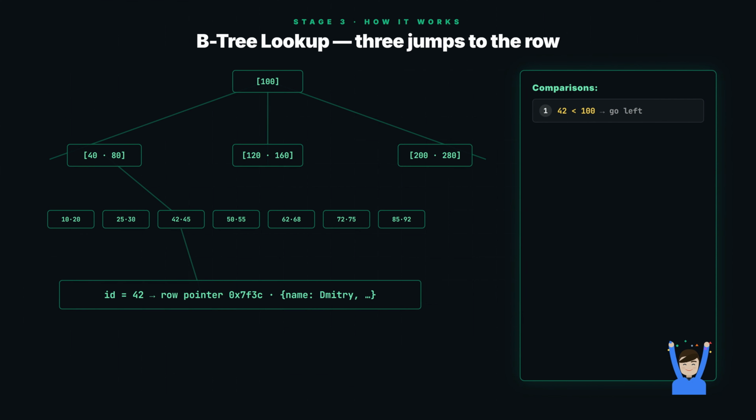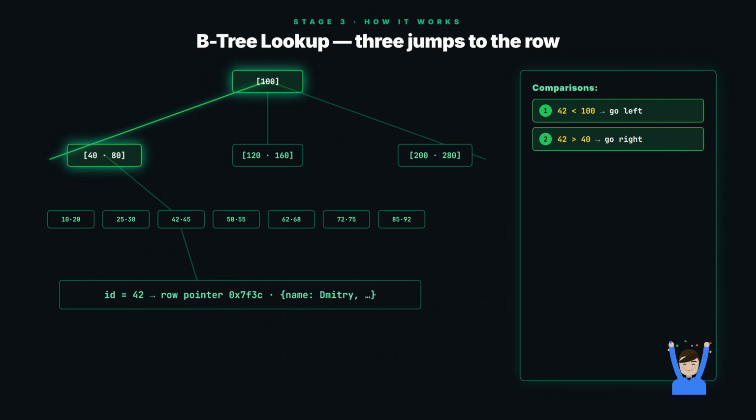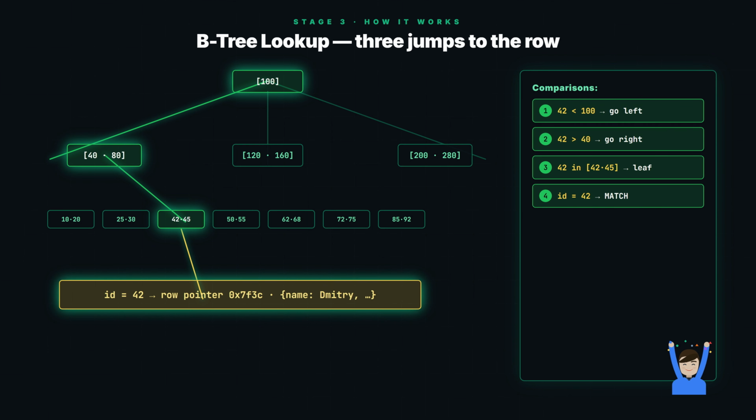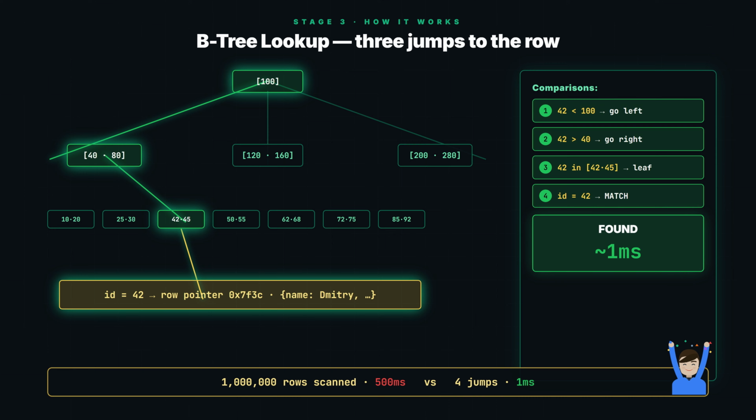The B-tree is sorted. The root node holds a small range of values. Each branch points to a deeper node with a smaller range. At the bottom, the leaf nodes point to the actual row data. So when we ask for user 42, the database starts at the root. Is 42 less than 100? Yes, go left. Less than 50? Yes, go left. Less than 45? Yes, go left. Found it. 3 comparisons, 3 jumps, done.